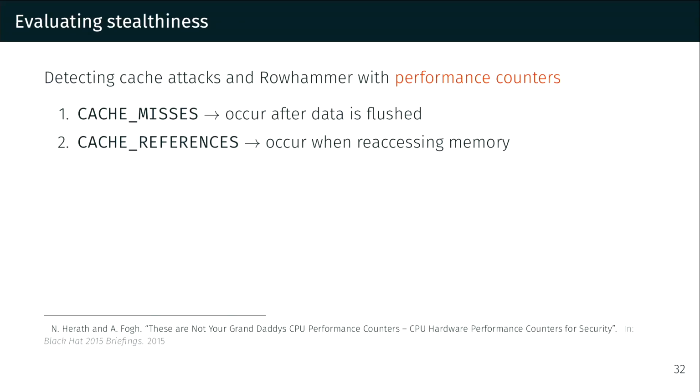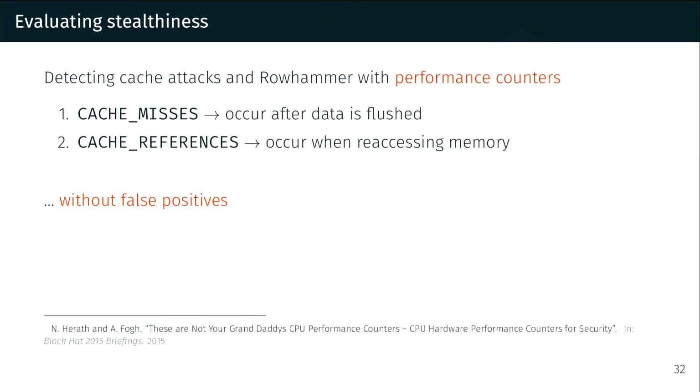So I talked about stealthiness. These cache attacks, and that also applies to Rowhammer, are already stealthy in themselves because there's no antivirus today that can detect them. But some people thought that we could detect them with performance counters, because they do a lot of cache misses and cache references, which happen when the data is flushed and when you reaccess memory. But that's also not the only kind of program that does lots of cache misses and cache references. So we would like to have a slightly better metric.